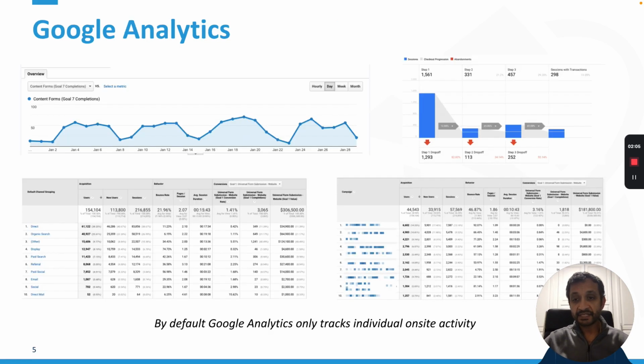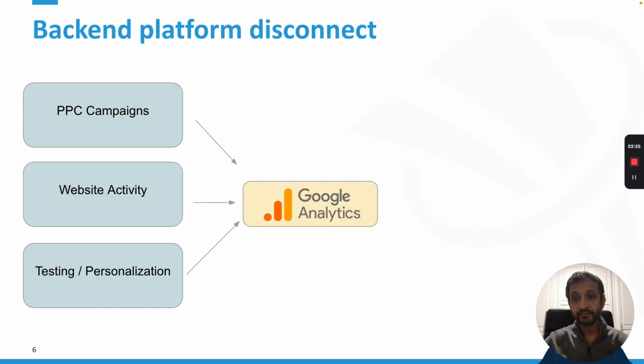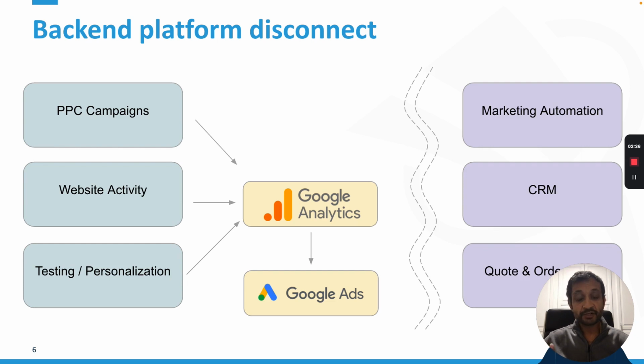Now, commonly, a lot of these decisions are made in Google Analytics, but as many of you know, by default, Google Analytics in most setups is only tracking individual on-site activity, how they got to the site, what the bounce rates are, the page views, even the goal conversions typically stop at the form completion on site. The reason for this is Google Analytics is great at digesting paid media campaign information, website activity, and linking to ad platforms like Google Ads. But the majority of your offline conversion information is happening in different systems, marketing automation platforms, CRM, or maybe a quote and order management solution.